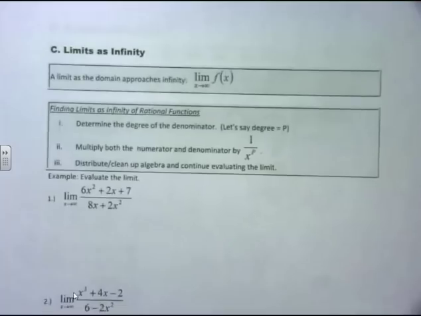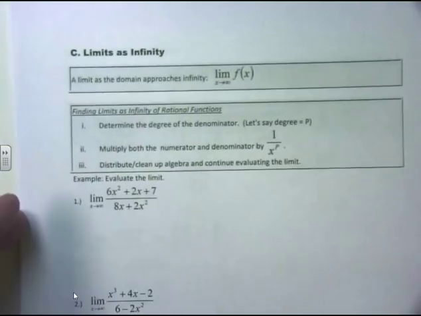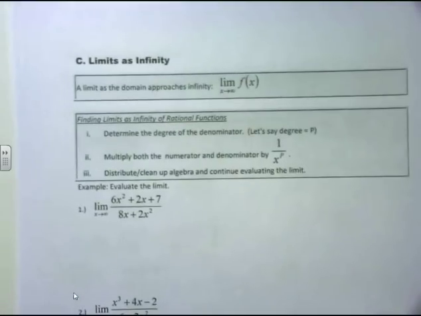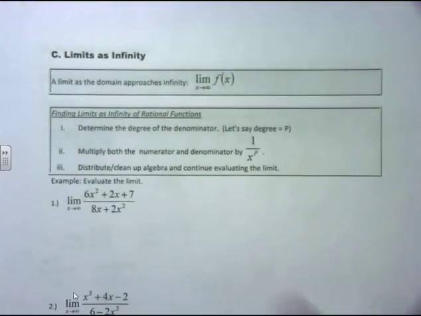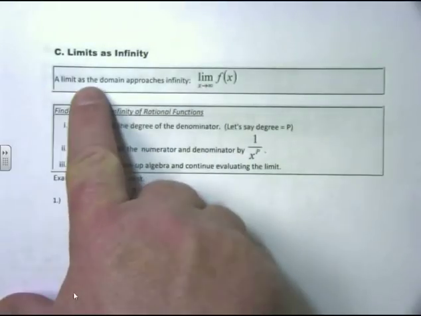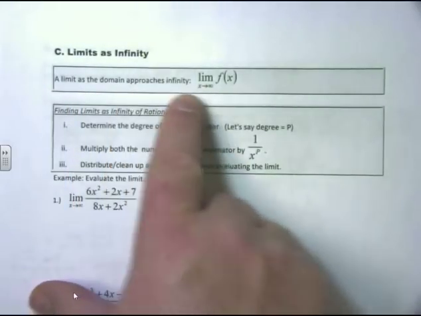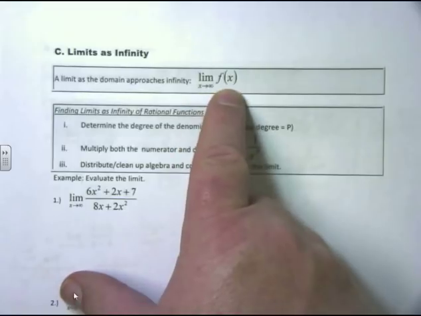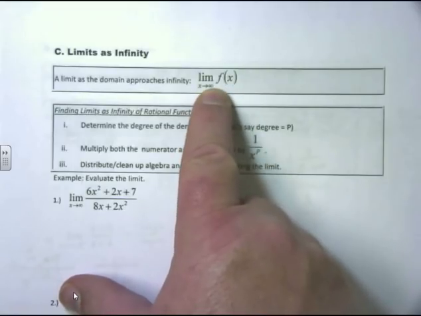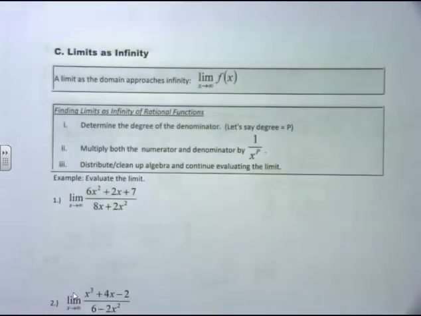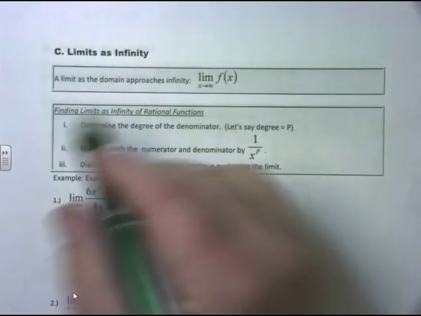And then there's this last little bit. And this whole idea of limits, dealing with infinity and stuff, we're talking about limits at infinity. So there's something new here. A limit as the domain approaches infinity. The limit as x approaches infinity of f of x. So as x gets really, really big, what's happening to the function? Well, there's a major idea going on right here.